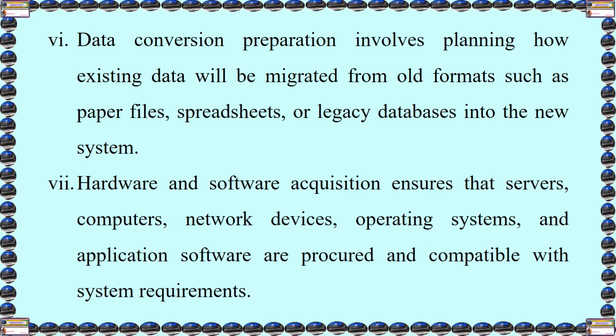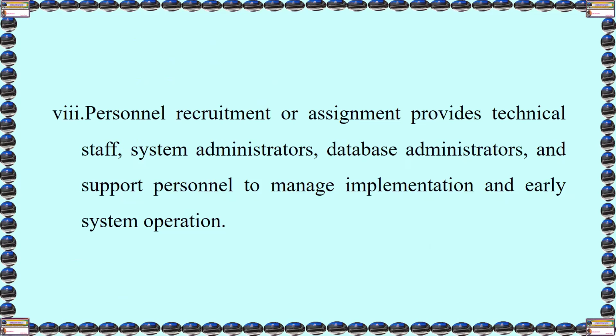Number seven is hardware and software acquisition, which ensures that the devices required or the hardware required are procured. These include servers, computers, network devices, the operating systems, as well as application software. And one has also to ensure that they are not just procured, but they are also compatible with the system requirements. Number eight is personnel recruitment or assignment, which provides technical staff, system administrators, database administrators, and support personnel to manage implementation and early system operation.